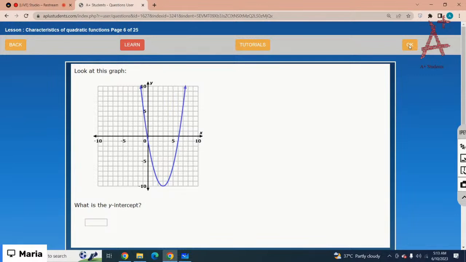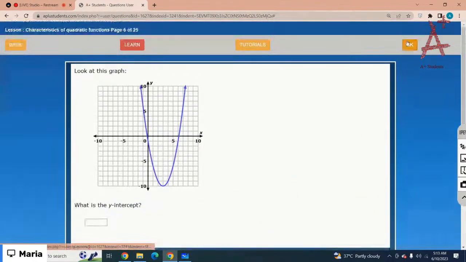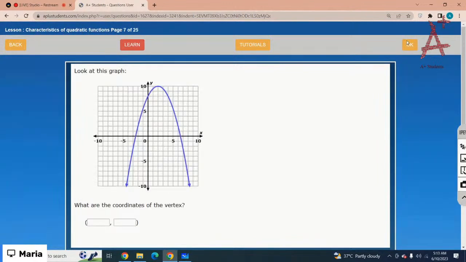What is the y-intercept of the graph? So which is the correct option? The y-intercept is the point where the graph is touching the y-axis. Got it? So that is -1. The correct option is -1. Okay, the next one: look at this graph. What are the coordinates of the vertex?